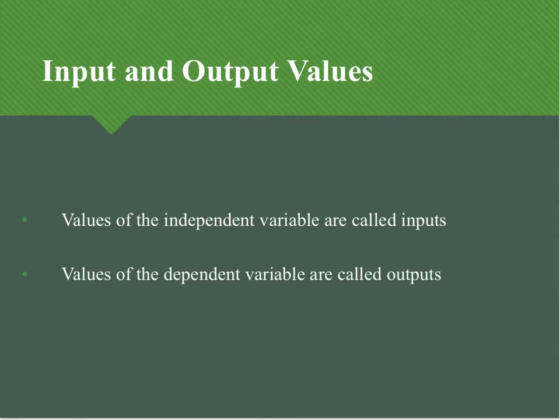This is just to make sure I'm clearing up any confusion. The values of an independent variable are called inputs. The values of the dependent variable are called outputs. Often the independent variables, which are called inputs, are referred to as x, and the dependent variables, called outputs, are referred to as y.